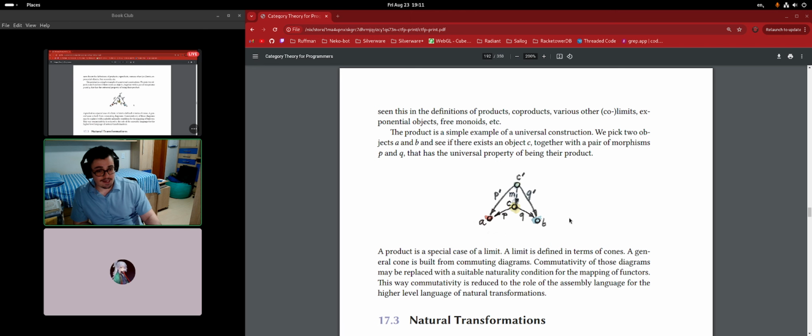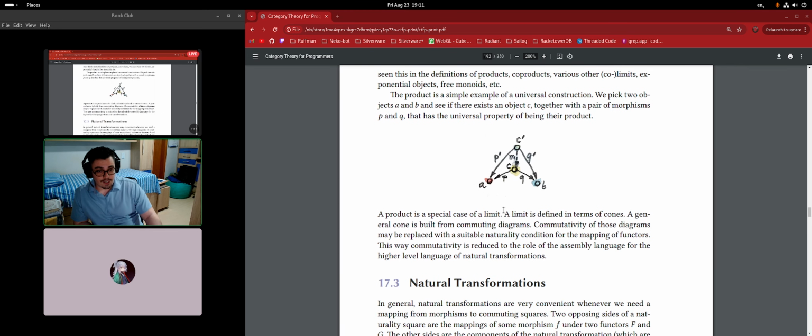I also remember this. I have very little memory of limits and colimits, but I do remember that they generalize products and coproducts. I also remember these cones when we were talking about limits, and there were some commuting diagrams in there. Commutativity of those diagrams may be replaced with a suitable naturality condition for the mappings of functors. This way, commutativity is reduced to the role of the assembly language of the higher-level language of natural transformations. That's kind of weird.